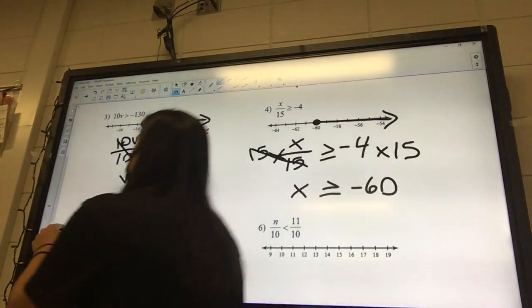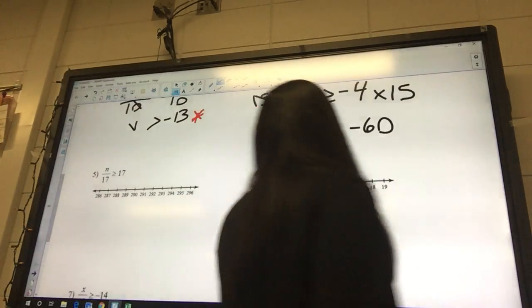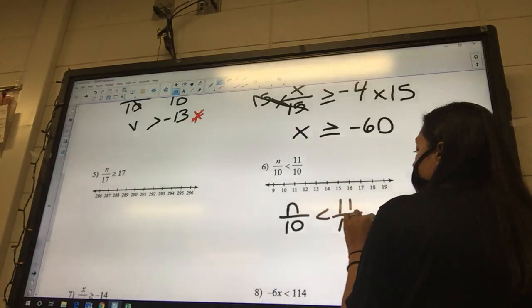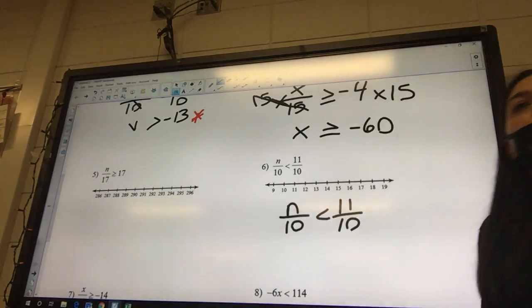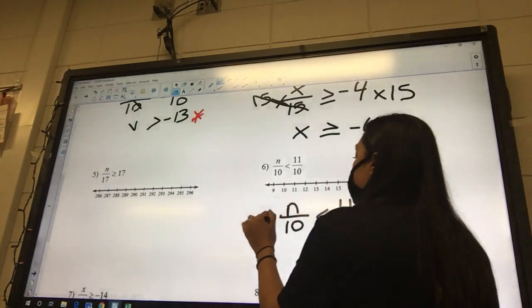Let's do 6. So we got n over 10. Okay, what do I need to multiply by? By 10 on both sides.